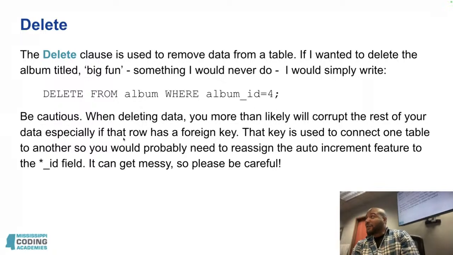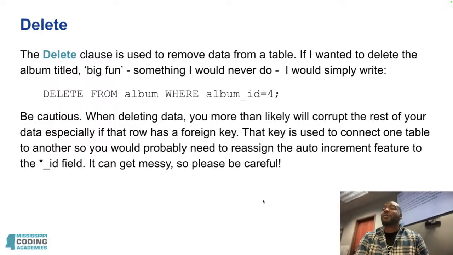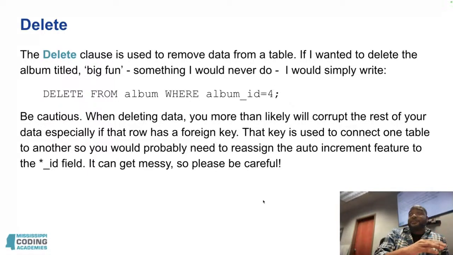Be cautious, however, and I'm not going to do this, okay? When you're deleting data, you more than likely will corrupt the rest of your data, especially if that row has a foreign key. That key is used to connect one table to another, so you will probably need to reassign the auto increment feature to the ID field for that table. It can get messy, so please be careful. So I'm not going to do this. One, because I don't want to delete that particular album from my album table. Two, I don't want to delete any data that I have.